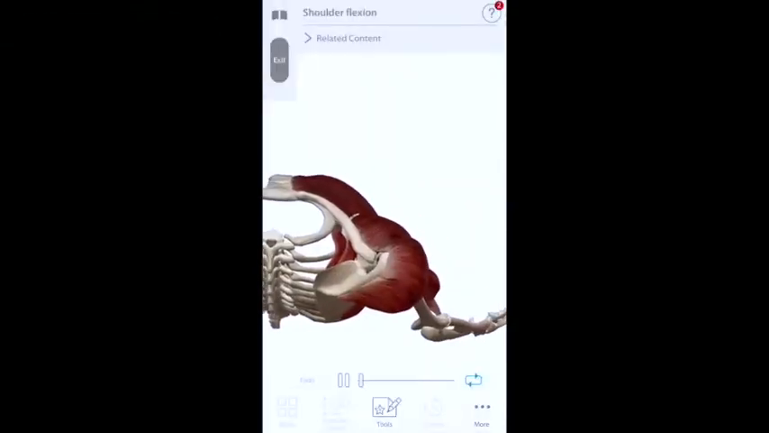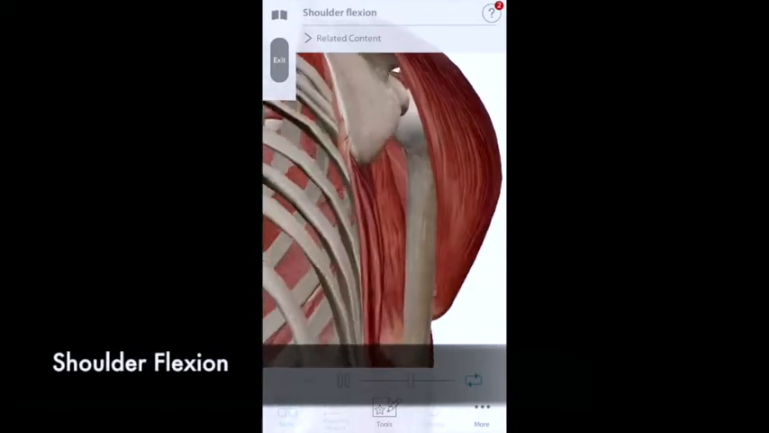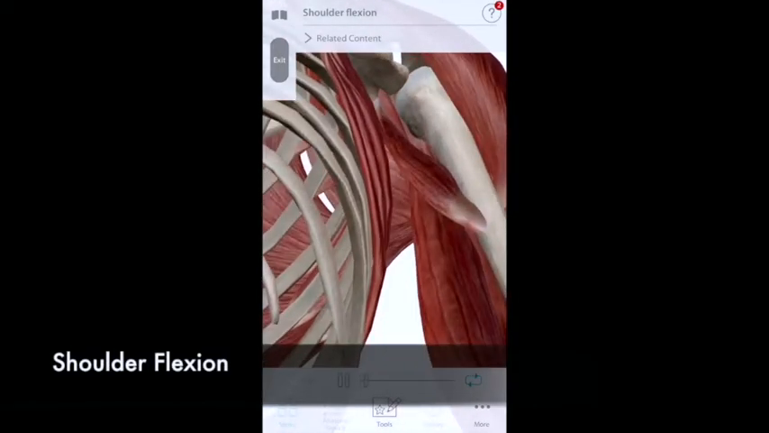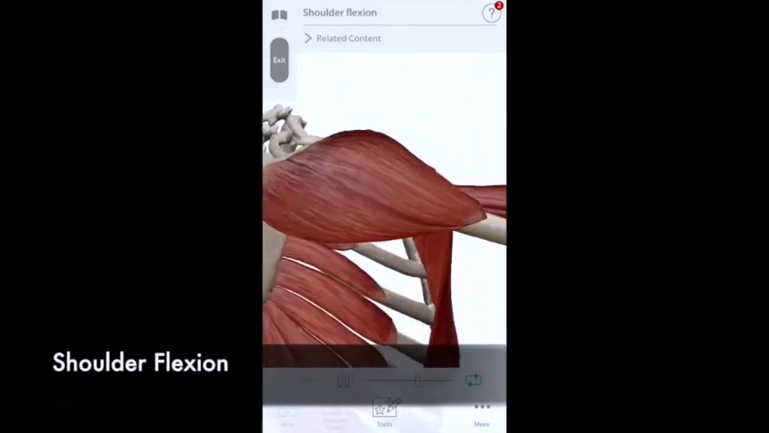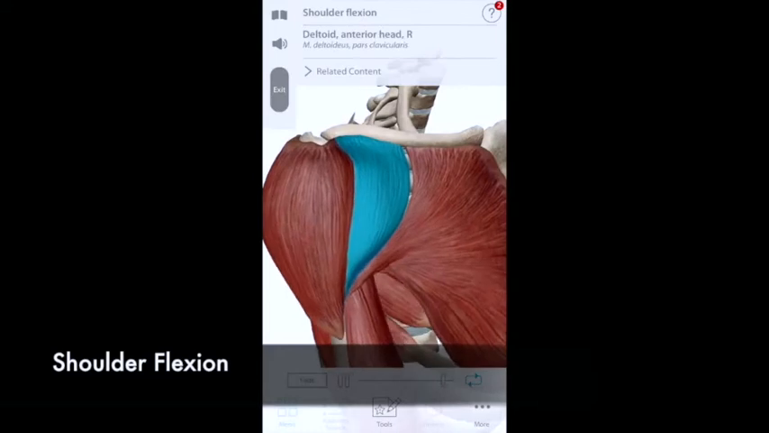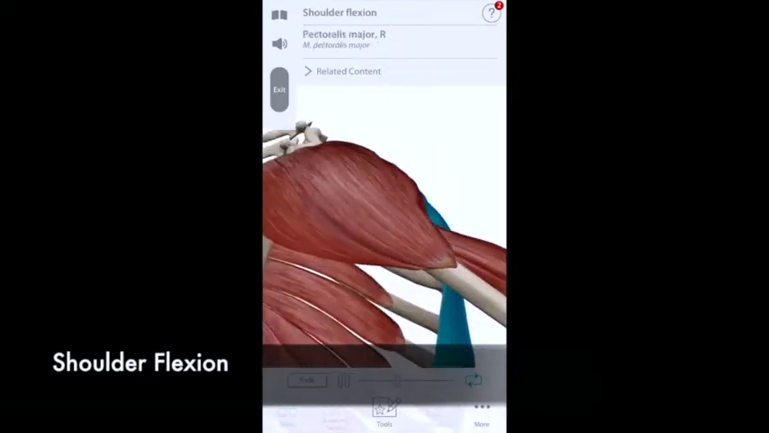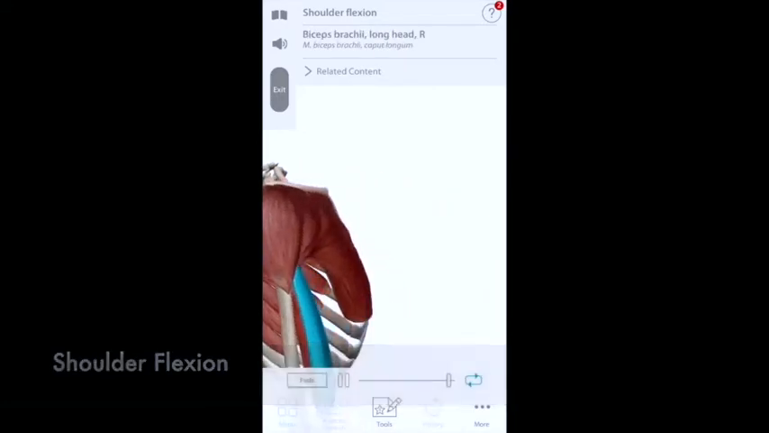So the first movement we'll talk about is action at the shoulder, right? Moving that glenohumeral joint, the humerus around the scapula right here. And this is moving the shoulder in an anterior position for that flexion movement. Your anterior delts are doing a major part of this. Your upper pecs are also causing this shoulder flexion. Your biceps brachii is also causing that movement, right?